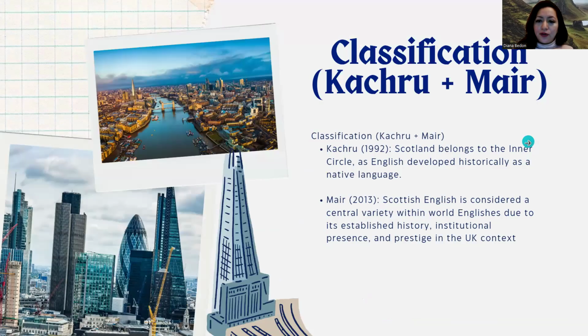Following the classification of Kachru in 1992, Scotland belongs to the inner circle, where English developed historically as a native language. And according to Mair, 2013, Scottish English is considered a central variety within World Englishes due to its established history, institutional presence, and prestige in the UK context.